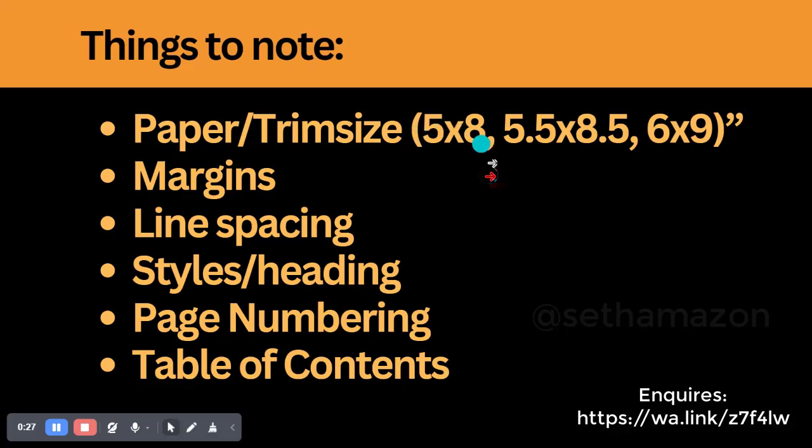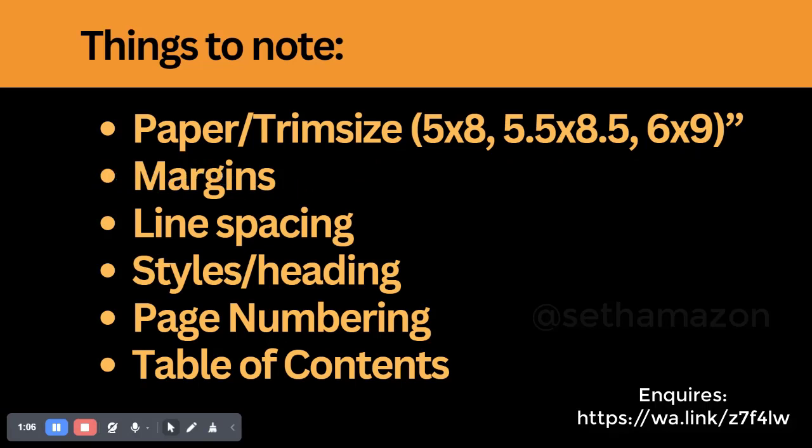There are many different trim sizes of books, but for Amazon KDP, these are more or less the standard sizes. There are many others, like I've earlier said, like letter size, A4 size, A5 size, and so on and so forth. But these are perhaps the standard and most used on Amazon. So we have 5 by 8 inches, then we have 5.5 by 8.5 inches, and then we have 6 by 9 inches.